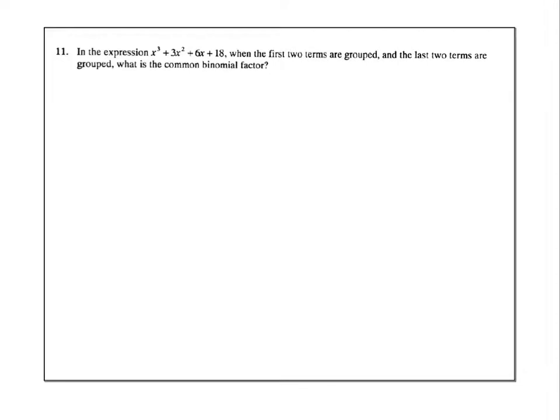In number 11, they give us a 4-term expression, and they want to know when we group the first two and then the last two, what do they have in common? So in other words, what is that parenthesis that should be the same for both? So we have x cubed plus 3x squared plus 6x plus 18.